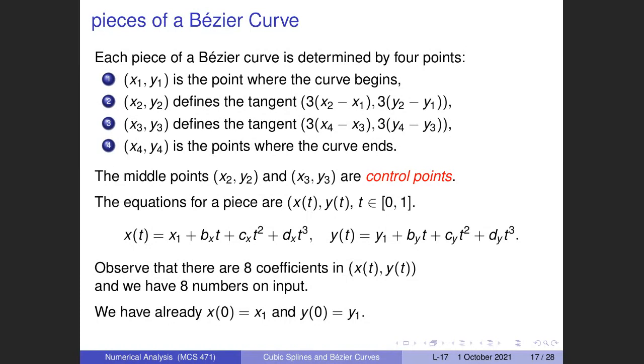A very natural choice. And you can already see that we know one of the coefficients of the two functions. So the constant coefficient is where we begin our curve. So we have 8 coefficients on input, 8 coefficients on output. So it's then an indication, a very strong indication actually, that this problem will have a unique solution.